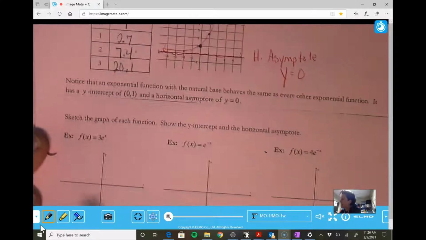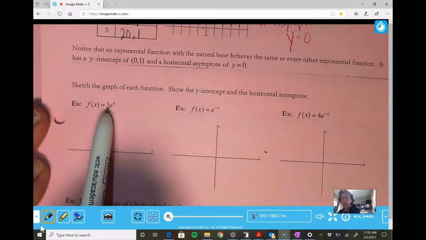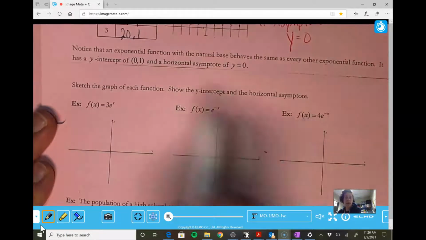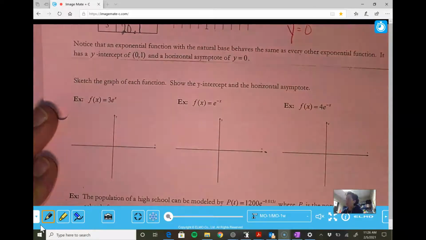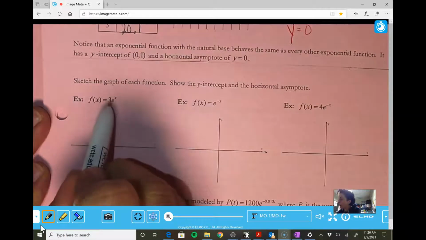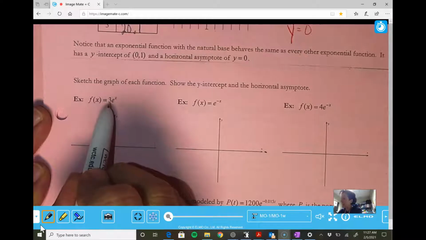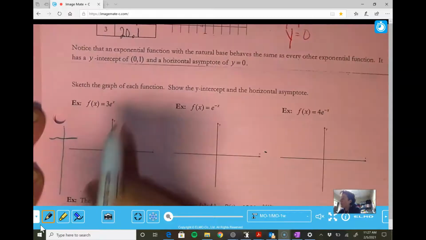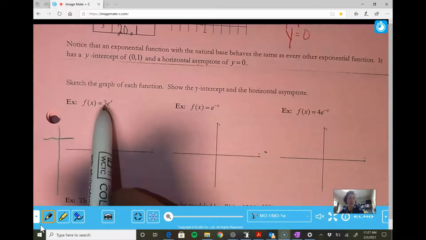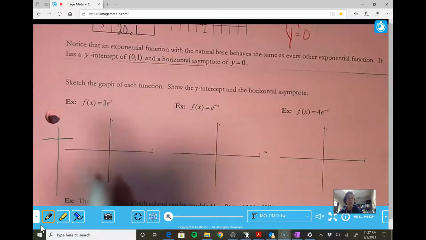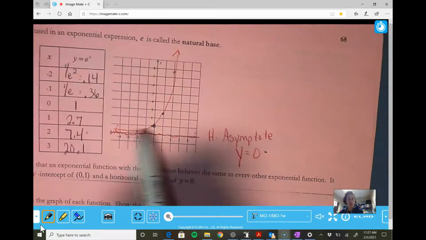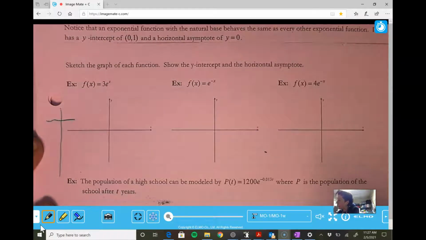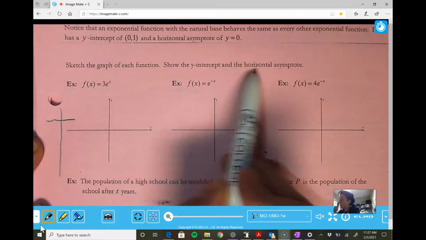So if I did do this, remember, then I could just take this and put a 3, a negative exponent, a 4. So kind of going back to what we did in a previous chapter, remember this number in front would be like an a, right? So as we do this, what we should see is this 3 is going to stretch it. So what will happen is this shape here is going to stretch. It's going to get skinnier. So if you graph 3 e to the x, it says show the y-intercept and the horizontal asymptote.